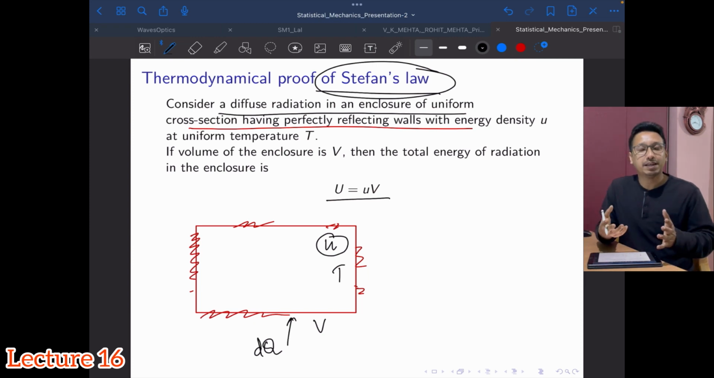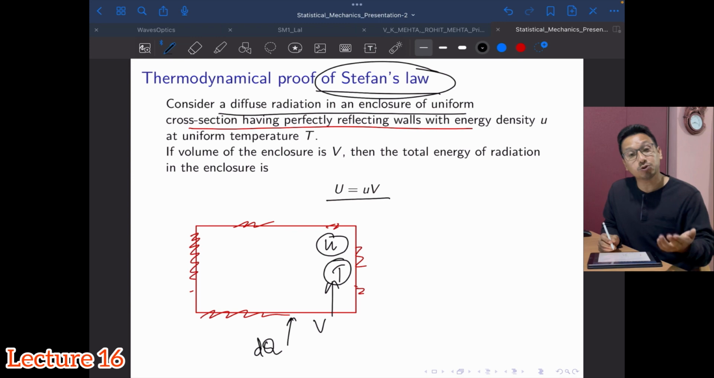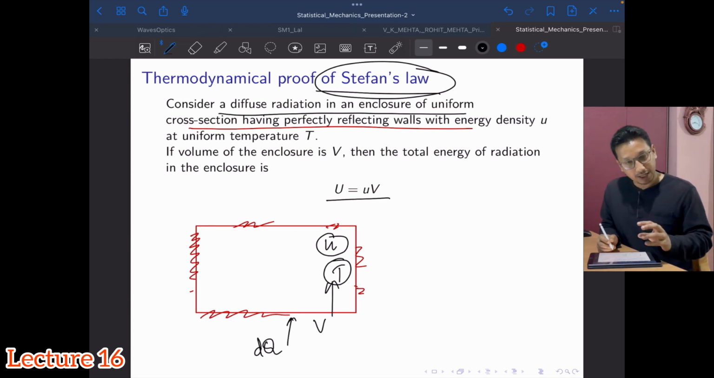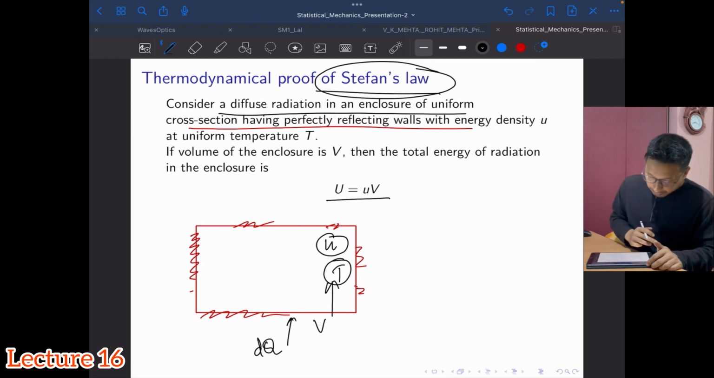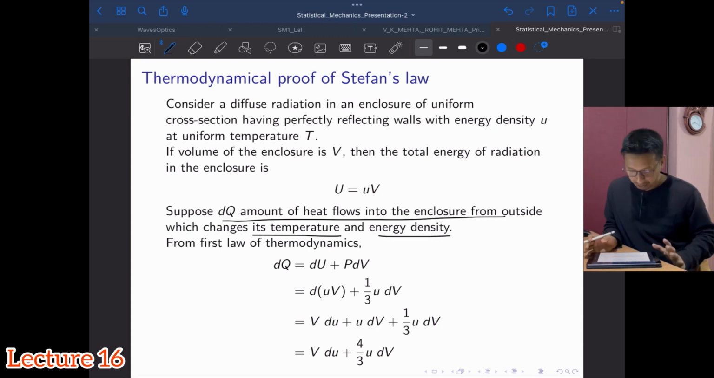So what will happen? It will affect the temperature of the enclosure, and also the energy density, right? Because I'm supplying heat from the outside. Okay, so then I have to apply what? The first law of thermodynamics, which you all know, right? So, suppose dq amount of heat flows into the enclosure from the outside. It will change the temperature as well as the energy density of the enclosure.